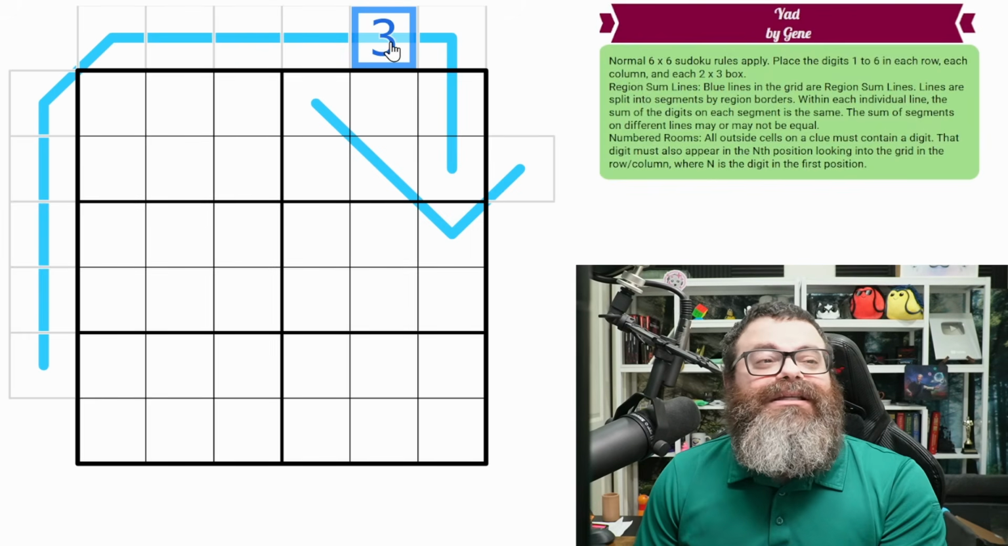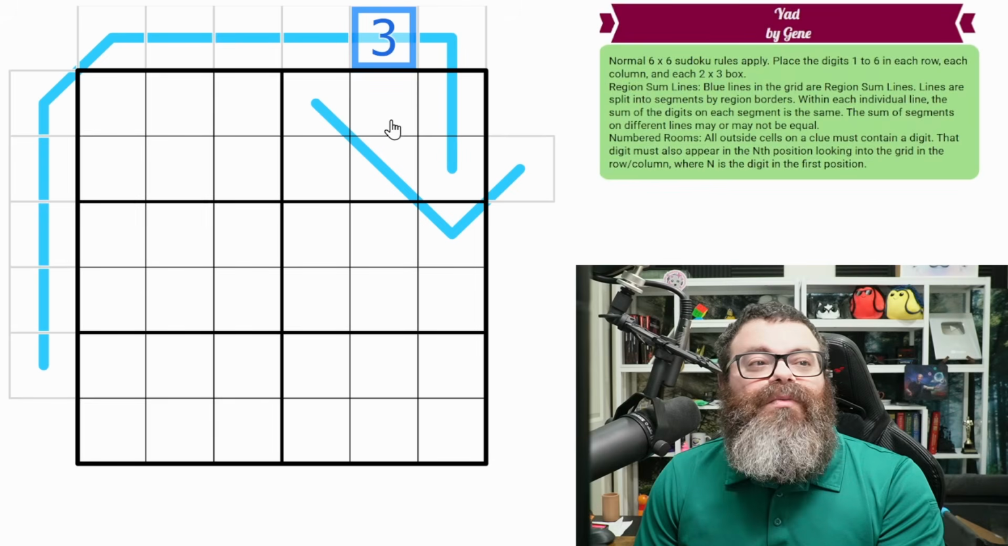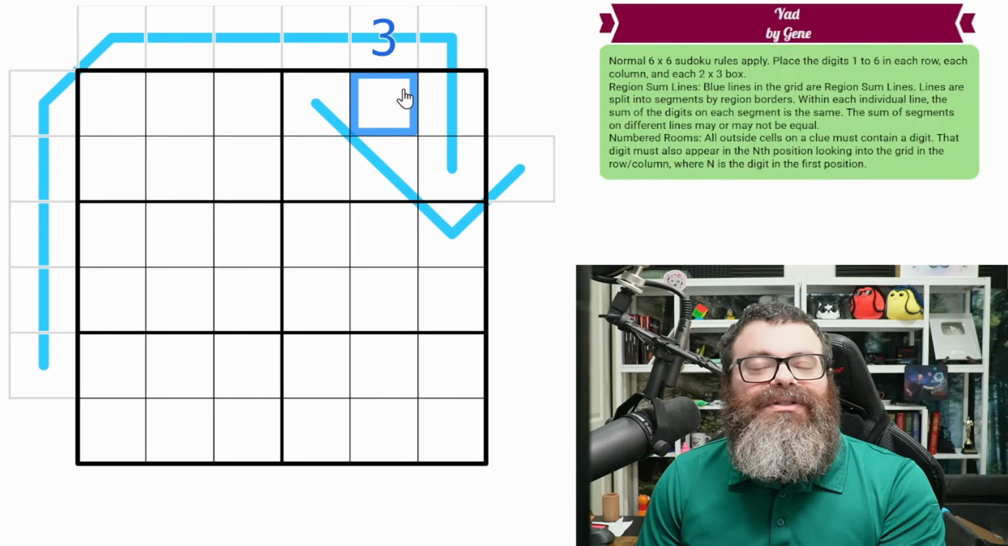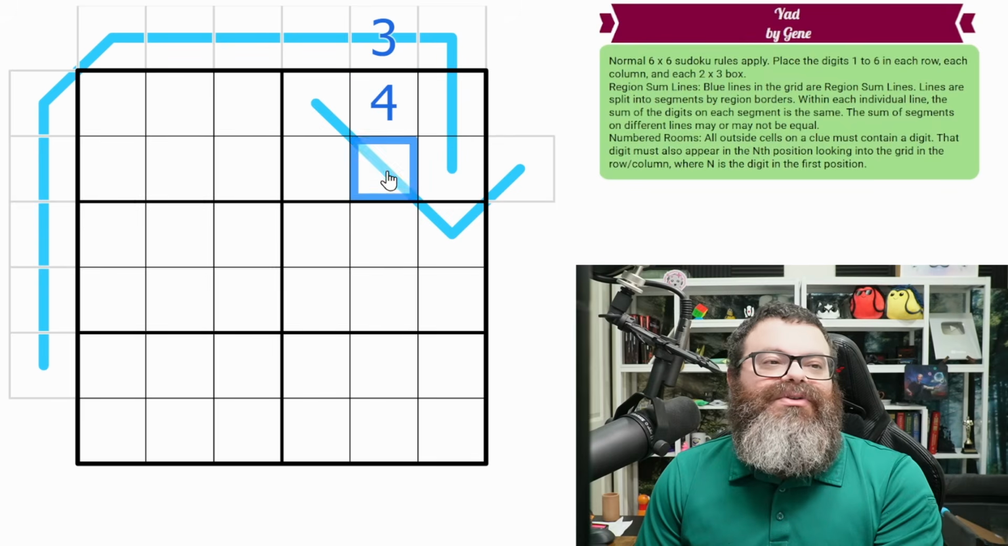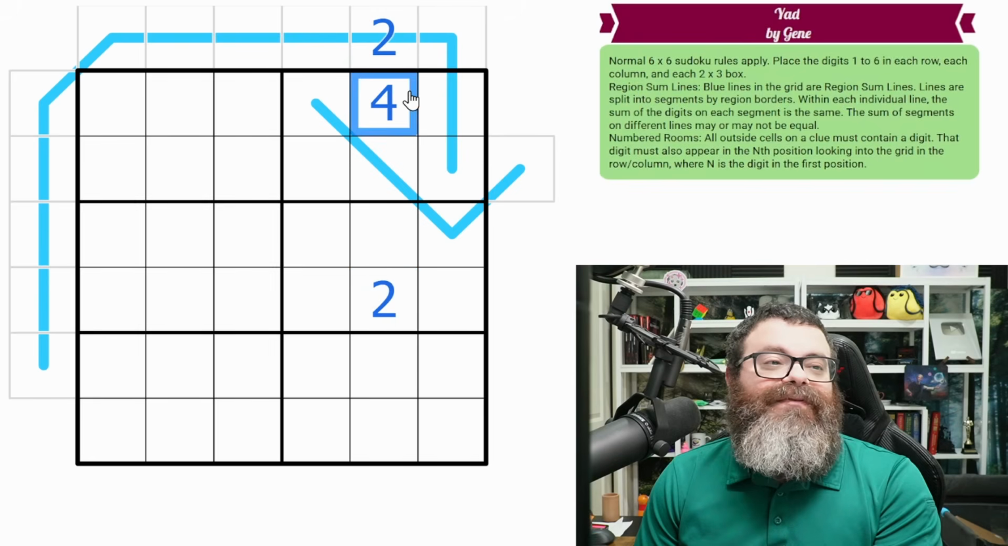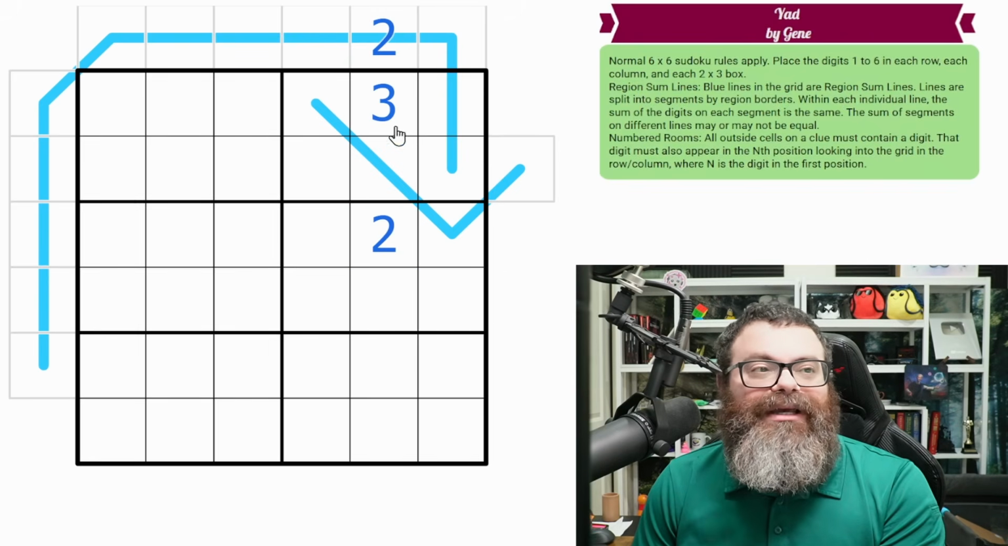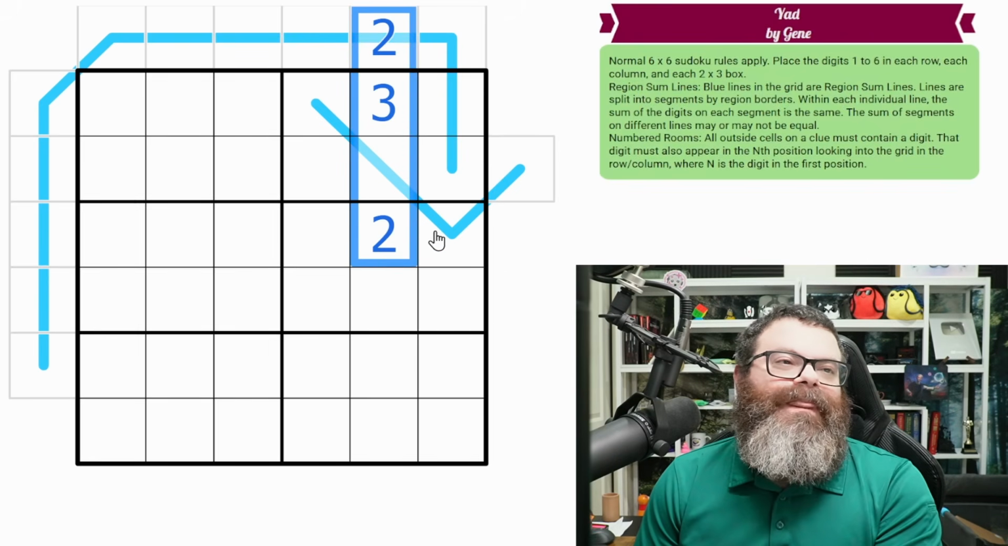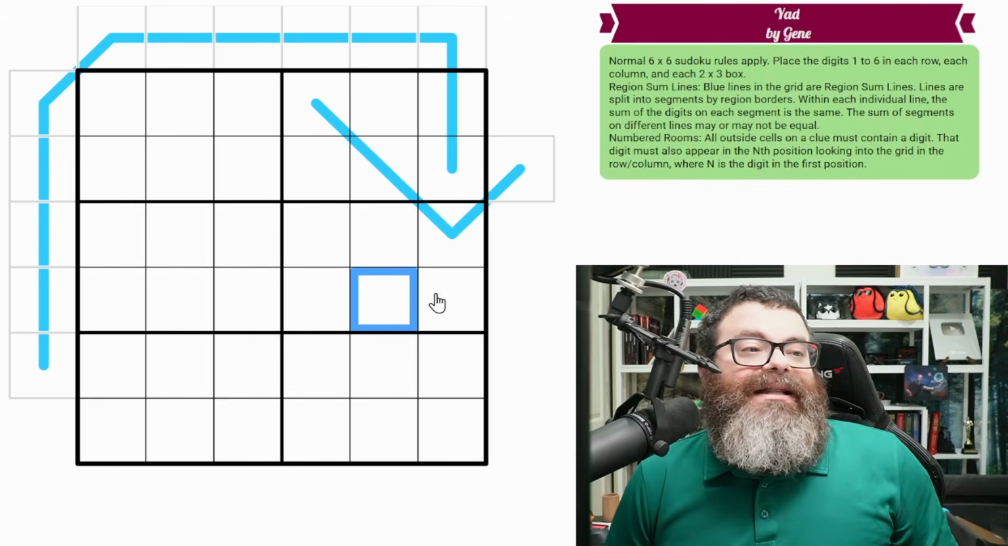Whatever that digit is, it's a numbered rooms clue. So what we do is we look at the digit closest to it in the grid. Say this was a 4, and we count 1, 2, 3, 4, and that is where the 3 goes because that was a 3. If this was a 2, that's where the 2 goes. If this was a 3, the 2 would go here, right? You just count that much away. And that's it. Those are the rules.